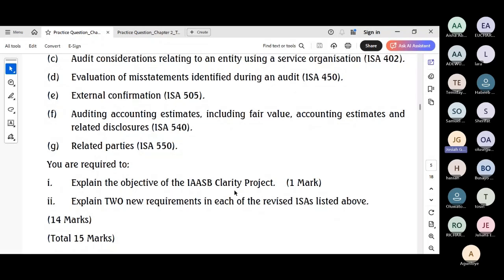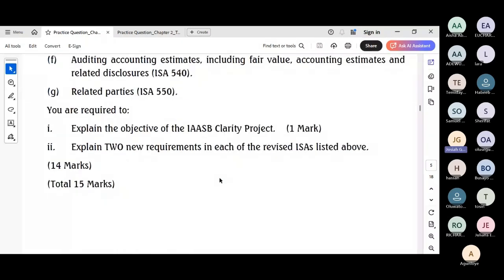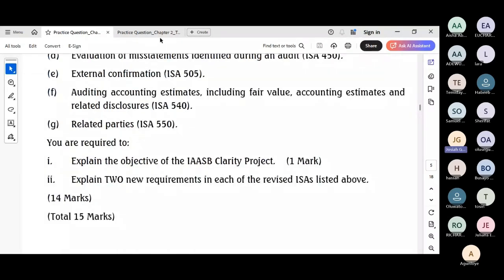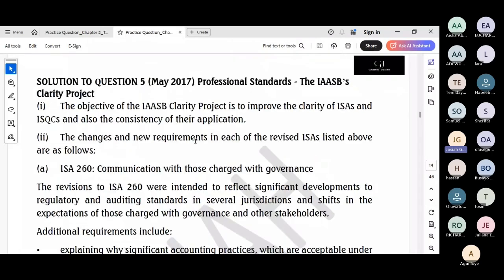You are required to explain the objectives of the IASB clarity project. Only 1 mark. Wow. 2, explain 2 new requirements in each of the revised ISAs listed above. 14 marks. Well, like I said, I don't like this question, and if I were in this exam hall, I won't choose it. That's it.